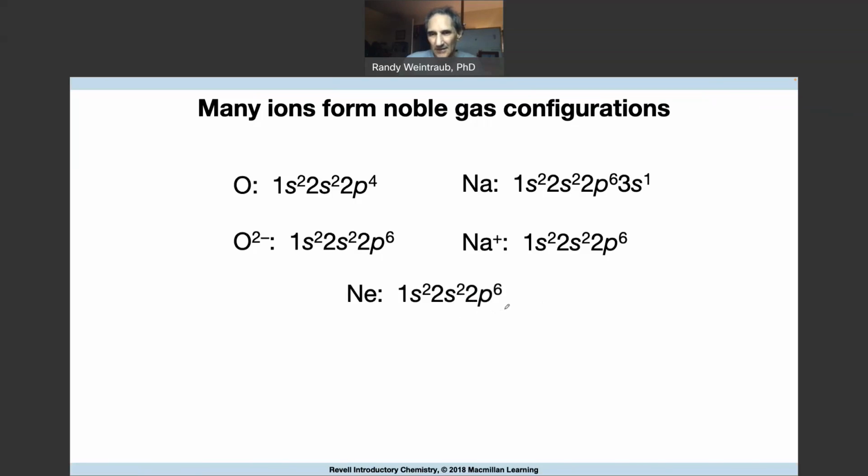The loss, gain and sharing of electrons is central to understanding chemistry. The idea that atoms will gain or lose electrons and either fill or empty their highest occupied electron energy levels is a central theme. And you'll see this in the study of the patterns of bonding and reactivity in future chapters.